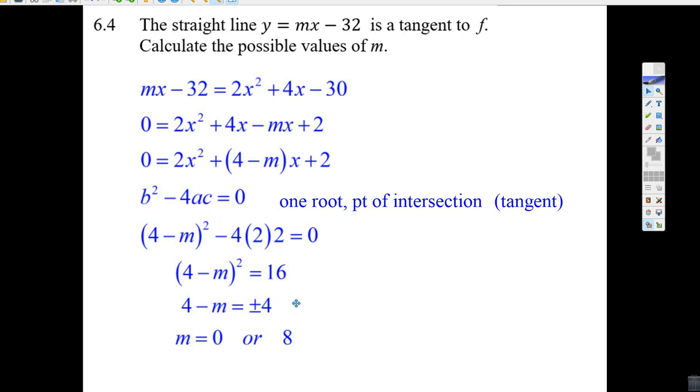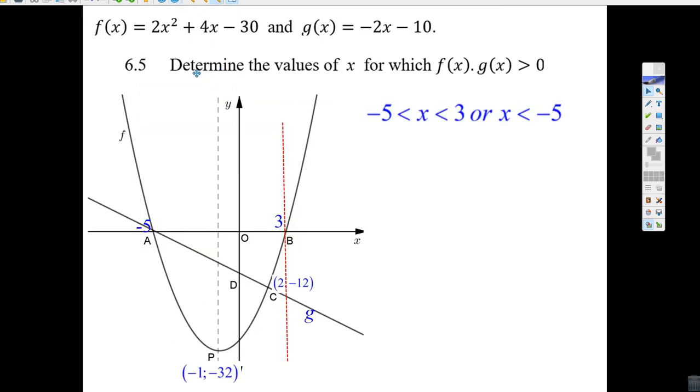So one way we can do it, we add m and then add the minus 4, we'll get m equals 8. If we add m and we take away 4, we get m equals 0. There's your two possible values for m. That was a little tricky. Now the next question, let's see this.